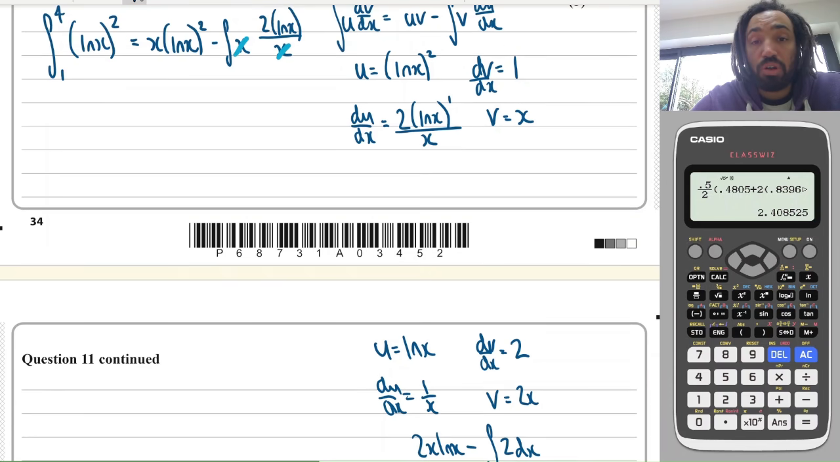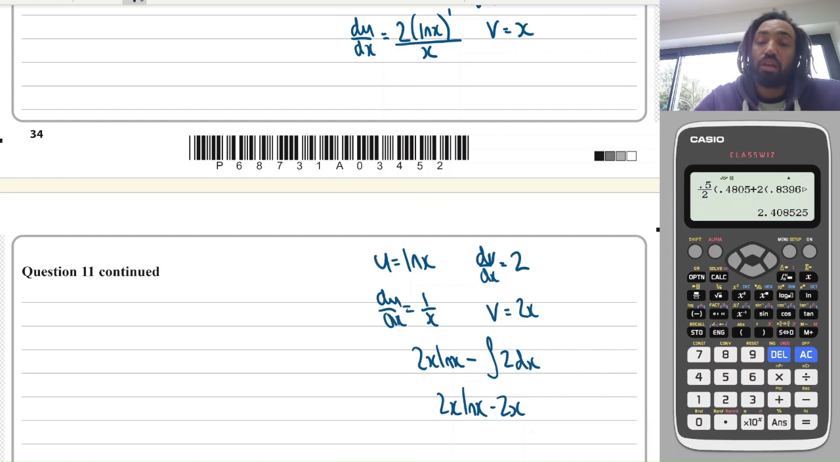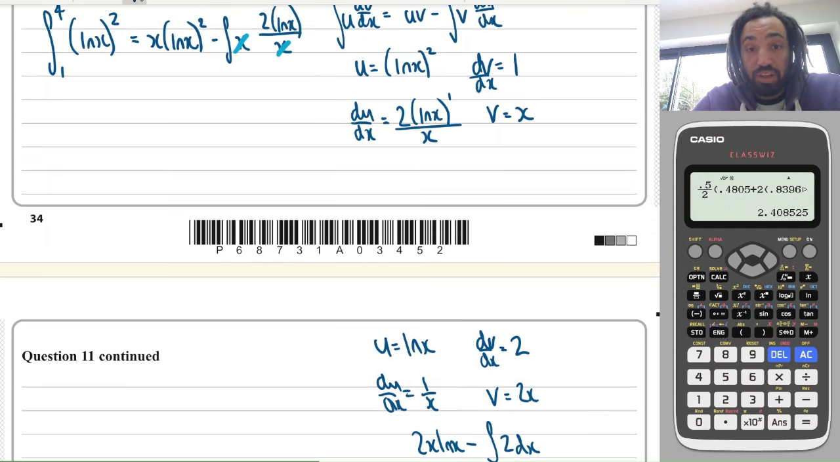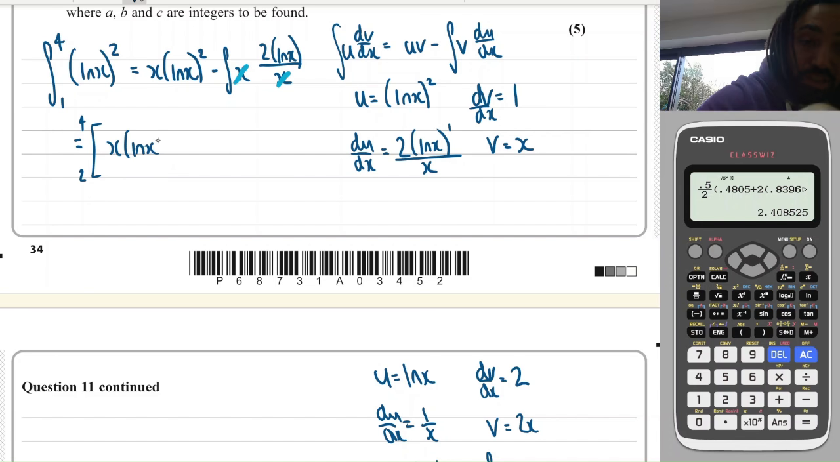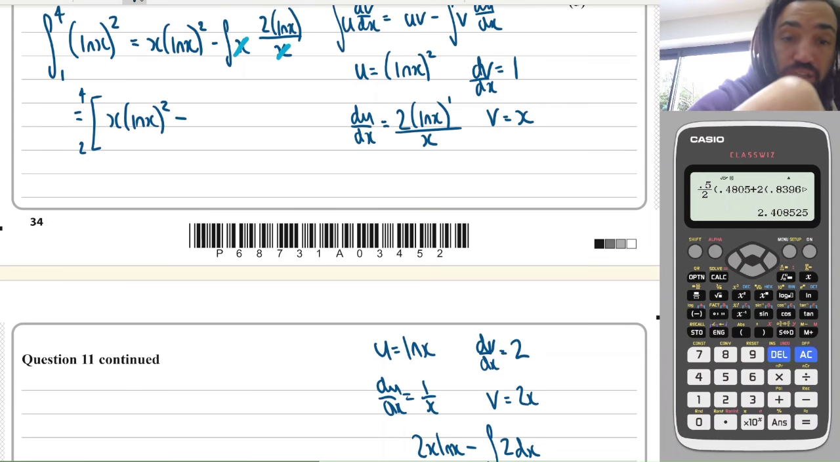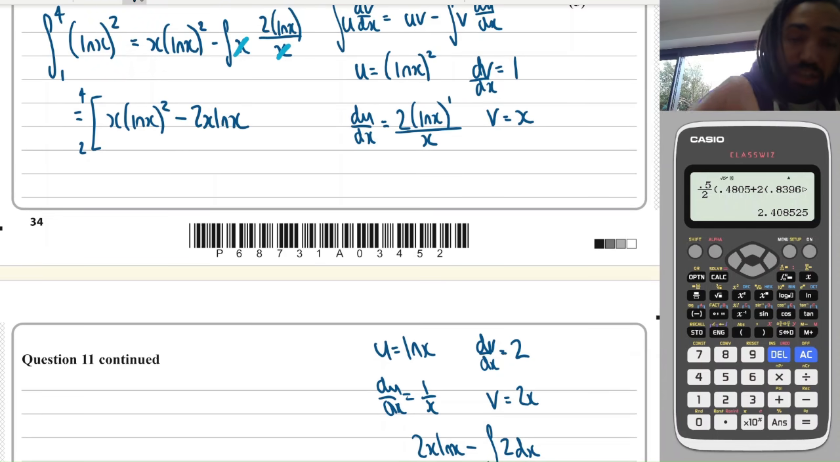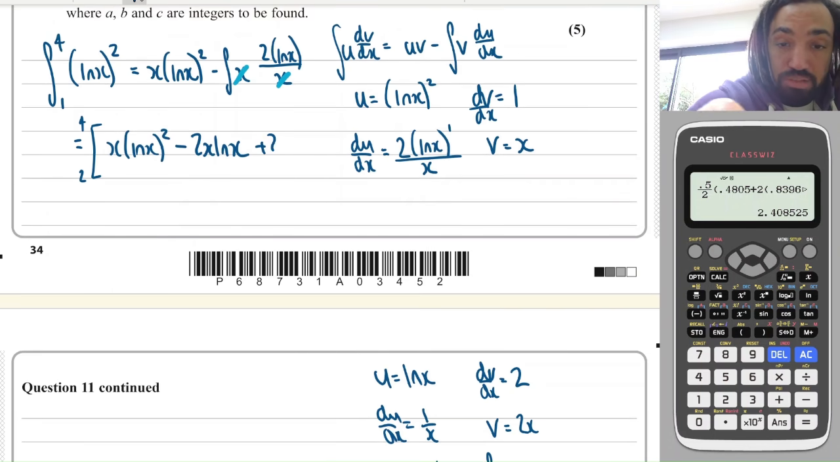So therefore, we get 2x ln x minus 2x. Okay, so that needs to go up over here. So now the integral which I'm trying to work out is between 4 and 2, and I've already worked out it's this x ln x squared, and I'm taking away that new integral which I've just done, which is 2x ln x, and because I'm taking it away and there's also a takeaway sign there, it's going to be plus 2x.